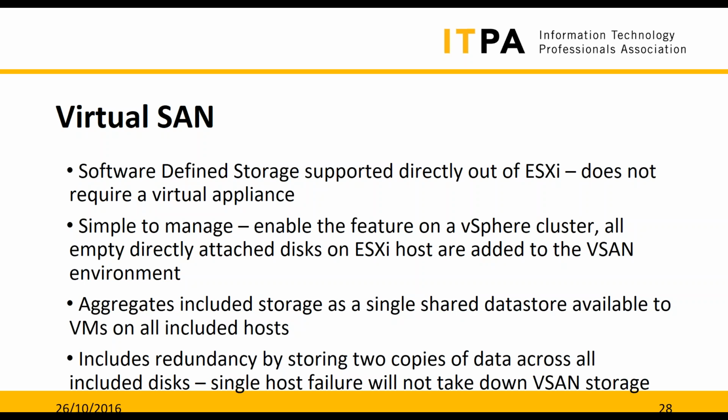So it includes redundancy. What it does is it stores 2 copies of any data that's written to it. So if you've got 3 hosts, and each one of them has a 500 gig free disk sitting in them, then you end up with 1.5 terabytes of disk, but you only end up with a 1 terabyte volume, because, is it 1 terabyte? Yeah, about 1 terabyte, because every piece of data is written twice. So yeah, it's like RAID across ESXi hosts.